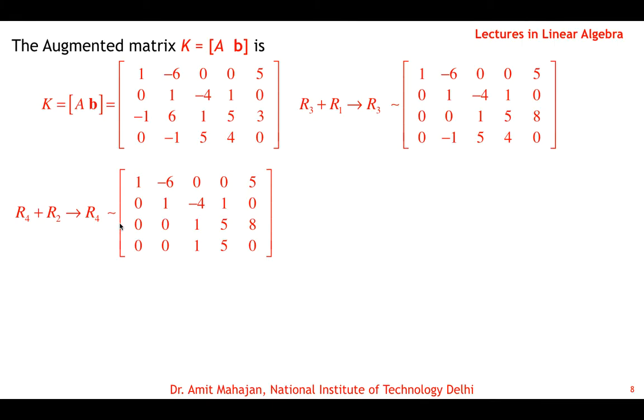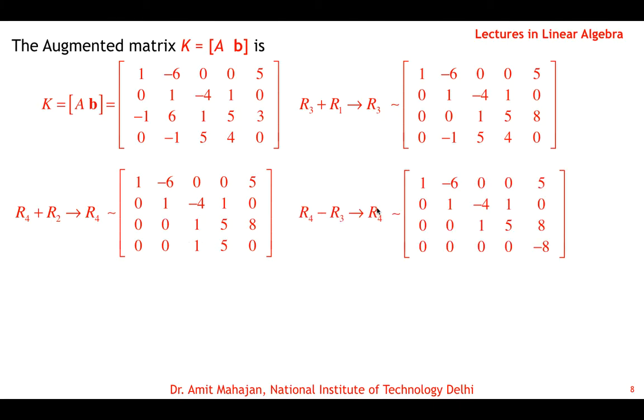Now the third row leading element is 1 here, so we can make the bottom element in the fourth row, third column 0. We apply row 4 minus row 3 impact on row 4, and this makes 1 minus 1 0, 5 minus 5 0, and 0 minus 8 makes the last element minus 8. In the fourth row this is the leading element, so the pivot positions are 1 1, 2 2, 3 3, and the fourth row fifth column. So the first, second, third and fifth columns are the pivot columns.